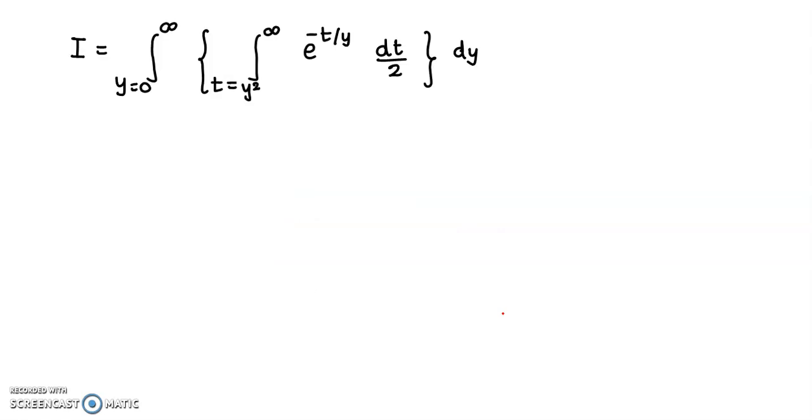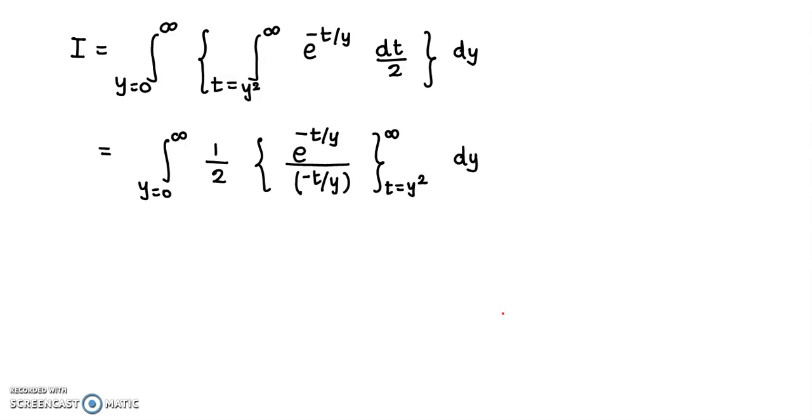integration y varies from 0 to infinity, integration t varies from y square to infinity, e raised to minus t by y, into dt upon 2, into dy. Now we can take integration with respect to t, treating y as constant. So this will be the integration. Now substitute upper limit minus lower limit. So we can simplify, taking 1 by 2 outside. This will be the integral.